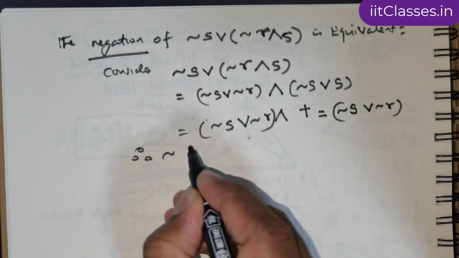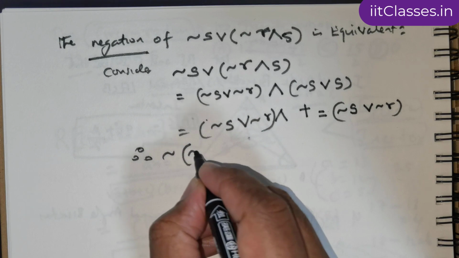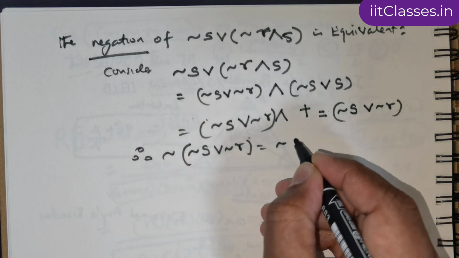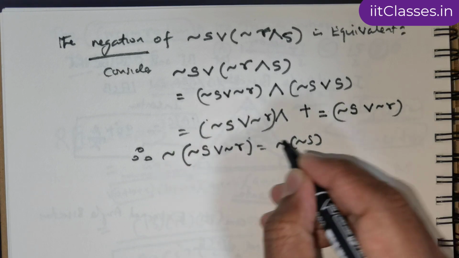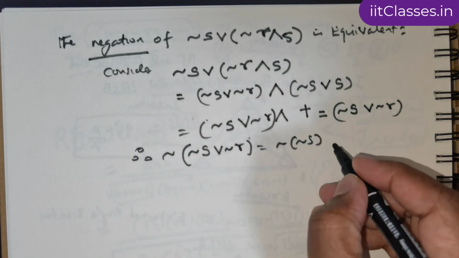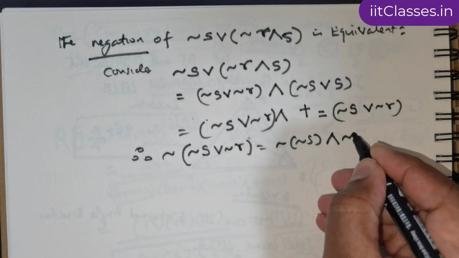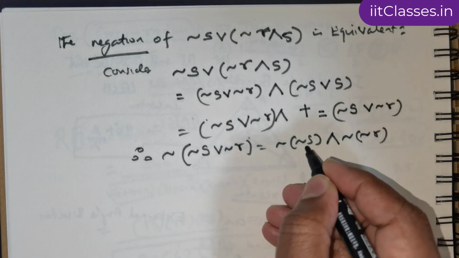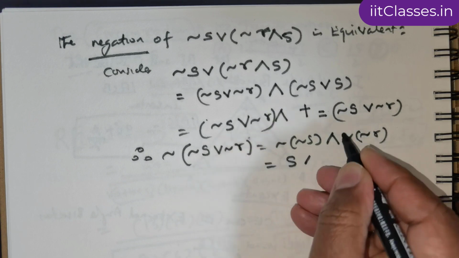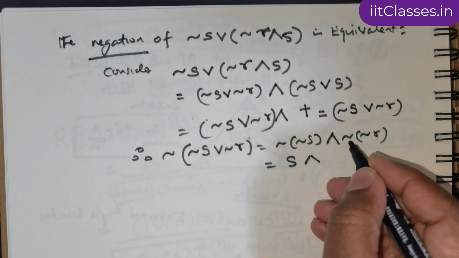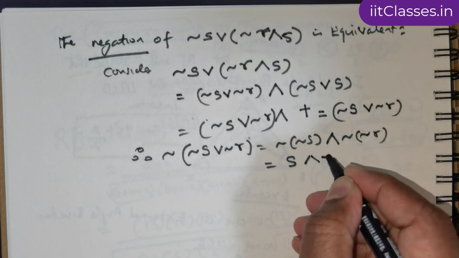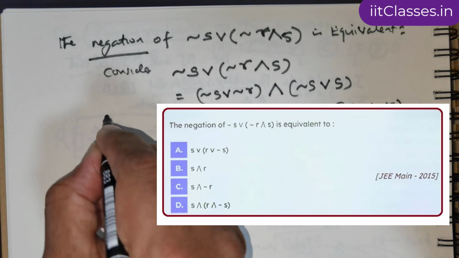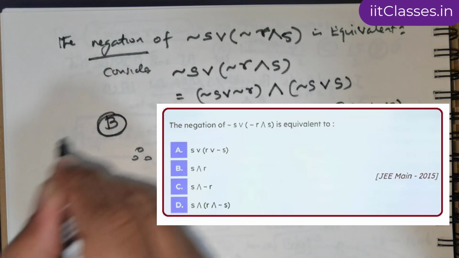Now we are expected to obtain the negation of this. So therefore negation of S V negation of R is equal to negation of negation S. When negation attacks the disjunction, it becomes conjunction, followed by negation of negation R. Negation of negation S is going to be S, followed by conjunction. Negation of negation R is going to be R. So the exact choice for this question is choice B.